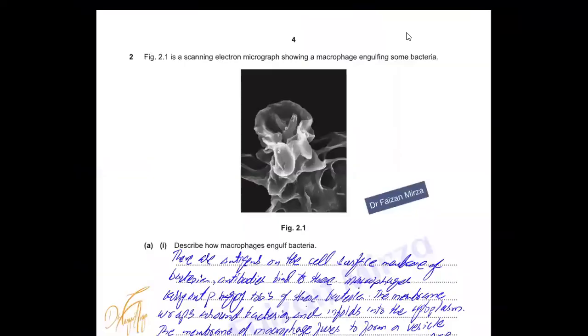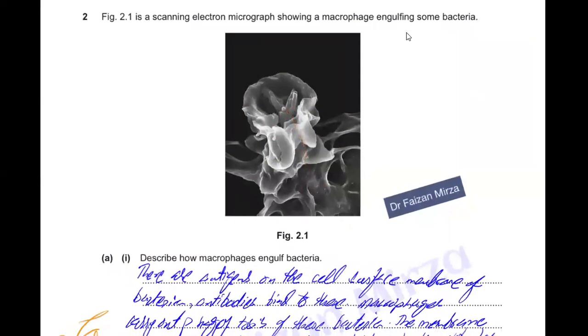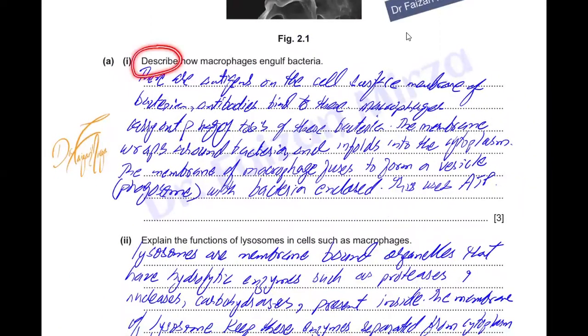The question is that they give you a scanning electron micrograph showing a macrophage engulfing some bacteria. These rod-like structures are the bacteria, and this is the phagocyte forming an encircled structure so that the bacteria can be pulled inside into the cytoplasm of the phagocyte. Describe how the macrophage engulfs bacteria. Now you have to give a description, so you need to understand that stating a term will not get you marks. So what points can you add for 3 marks?